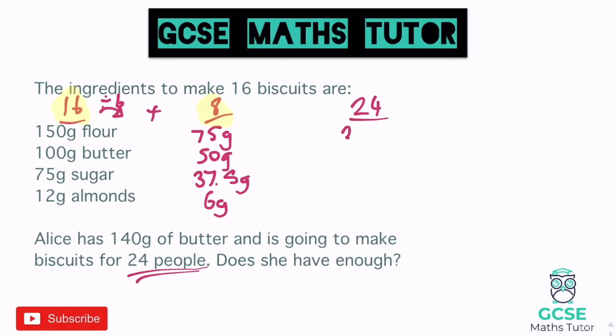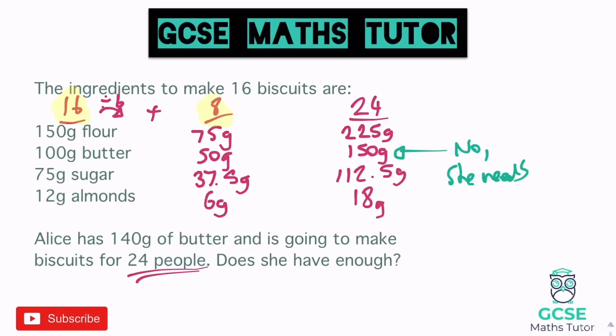So 150 plus 75 is 225 grams of flour. 100 plus 50 is 150 grams of butter. 75 plus 37.5, not very nice one there, gives us 112.5. And 12 plus 6 gives us 18 grams for that last one. Now we're actually only looking at the butter here, but I've gone ahead and done the whole recipe. Alice has 140 grams of butter, and the amount of butter we're going to need is 150 grams. So if she only has 140 grams, we can say no, she needs 150. But there's a little process there for working out any sort of recipe, where we can make combinations of those smaller amounts of recipes.